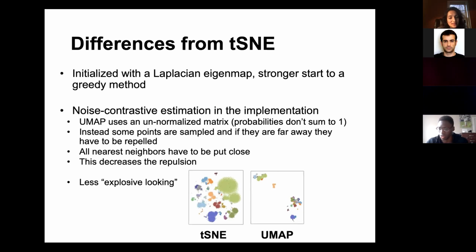Another thing sometimes overlooked as a detail is UMAP uses an unnormalized matrix, so it uses more the affinity matrix rather than the probability matrix. But in order to implement a penalty similar to t-SNE, it's cross entropy rather than KL divergence, it just randomly samples some things. So that means that there's random samples of repulsion and attraction. And so it doesn't have the kind of global repulsive force that t-SNE does. So UMAP doesn't look quite as explosive as t-SNE does, but otherwise it's quite similar.